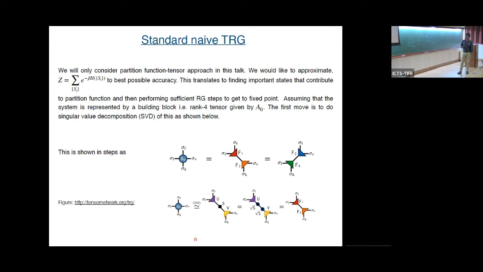So how do we go from this to this? We go from this to this by making a matrix out of this rank 4 tensor, then doing an SVD, singular value decomposition, assigning the square root of S to one side and the square root of S to the other side, and then combining it in this tensor. So you go from this to this, which is exactly what is shown. This is the basic step of TRG, which was proposed by Levin and Nave in 2007.